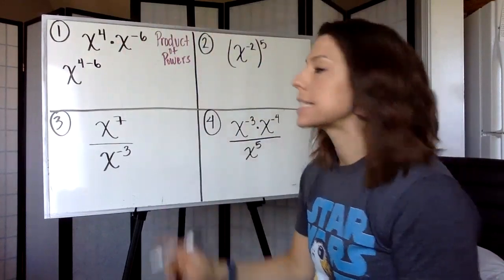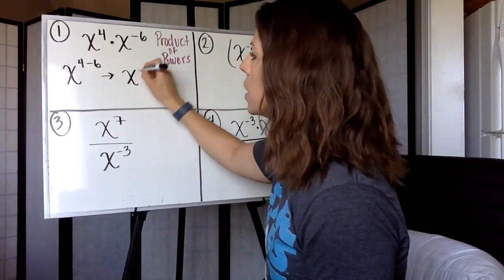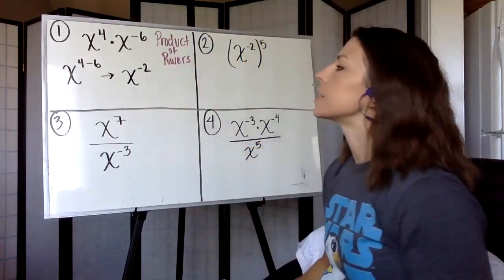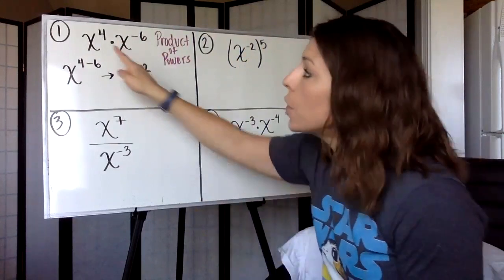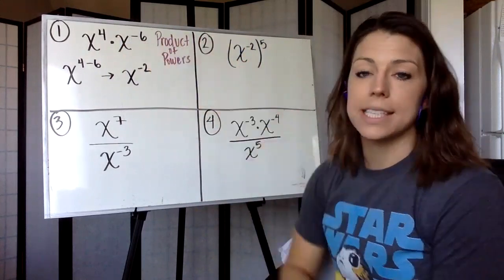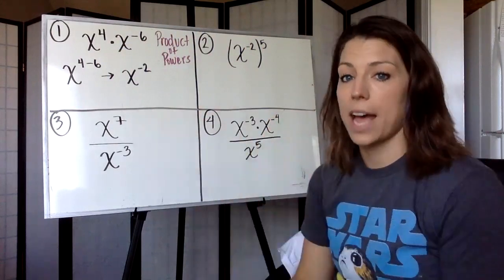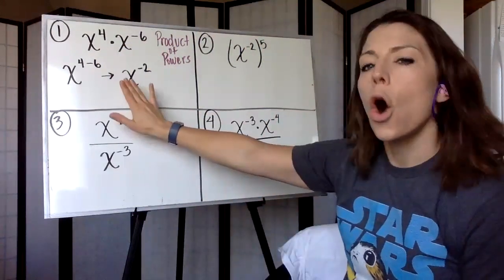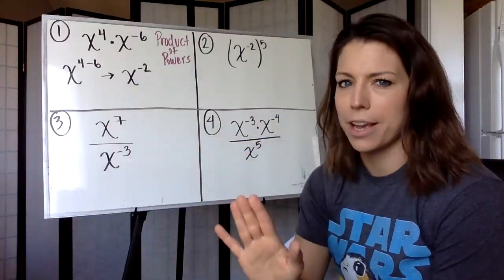What is 4 minus 6? 4 minus 6 is negative 2. So right now, we're going to leave our answer as x to the negative 2. Again, how did we get negative 2? We added 4 and negative 6. Why did we add? Because this is a product of powers, and in a product of powers, the rule says you add the exponents. And hopefully you're looking at that going, I don't like that negative there. It makes me uncomfortable.